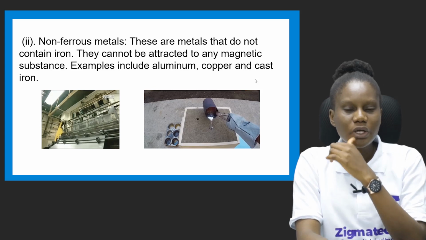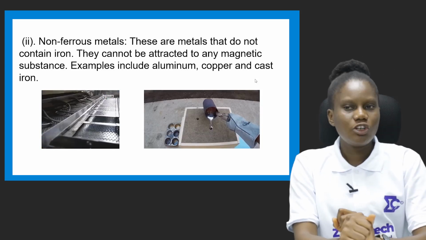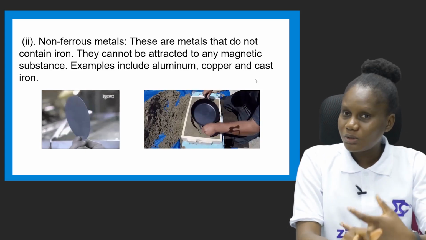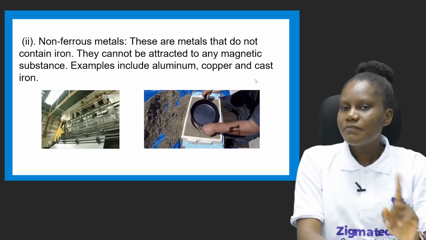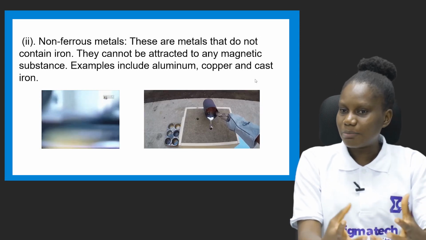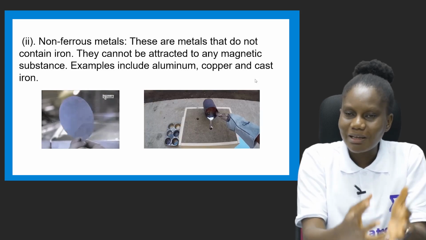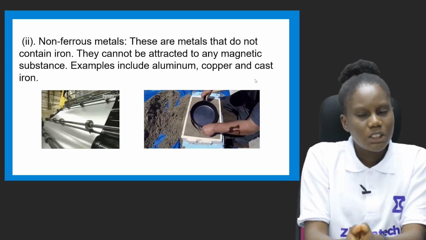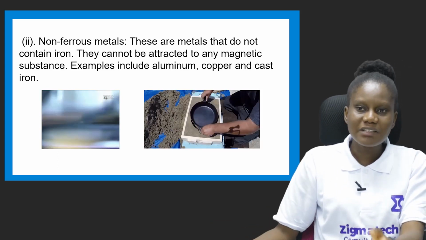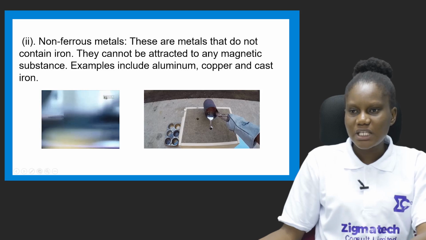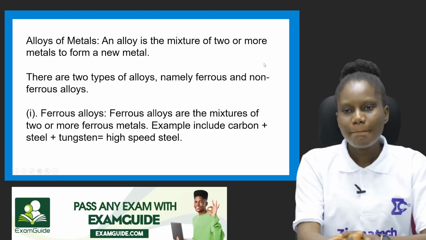So a very quick recap: we have two types of metals, ferrous and non-ferrous metals. Ferrous metals contain iron. Non-ferrous metals do not contain iron. Ferrous metals are attracted by magnets. But non-ferrous metals cannot be attracted by magnets. And we have looked at various examples of ferrous and non-ferrous metals. We're going to the next one, that is alloys of metals.